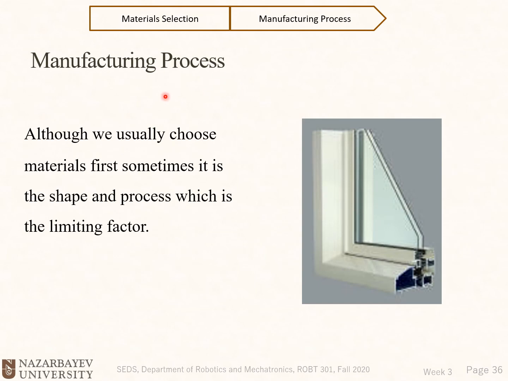Manufacturing process, so don't forget manufacturing process. Although we usually choose materials first, sometimes it's the shape and process which is the limiting factor. Okay, so sometimes one specific shape cannot be found in other type of alloys or materials. So for example, here on this profile of aluminum, it's hard to find same profile with the same shape in steel. So if we need that specific profile, then we somehow need to change our design to choose aluminum.